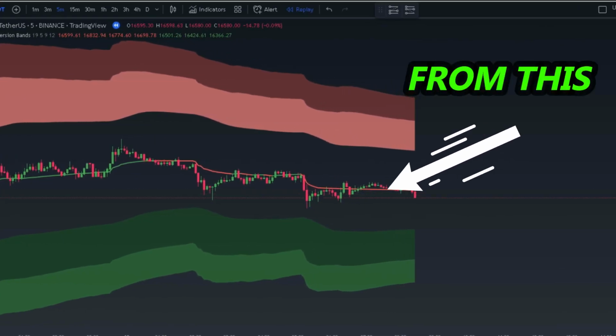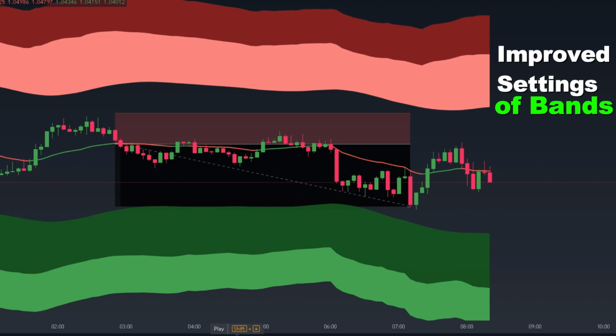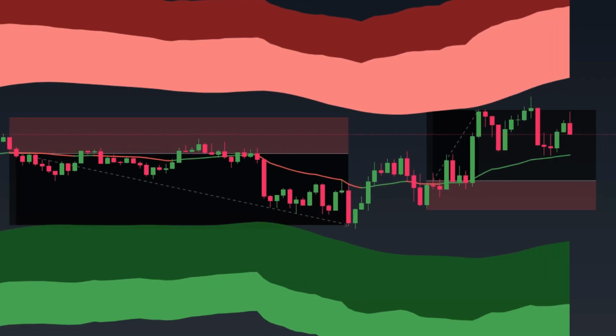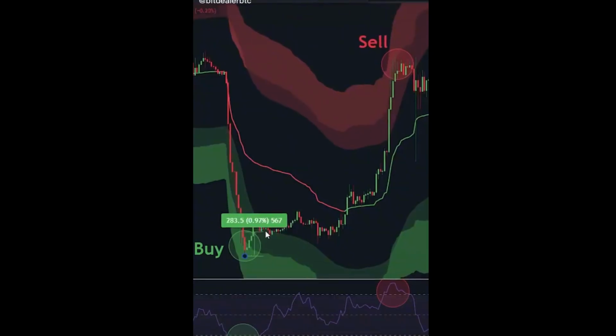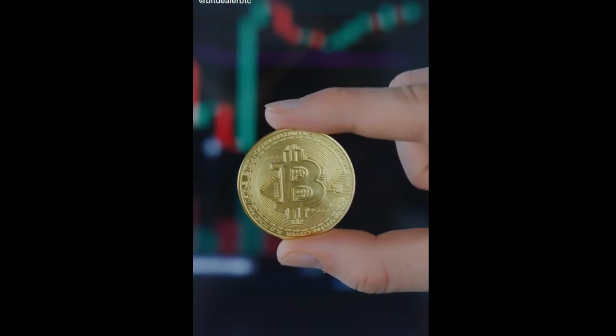You can go from this to this by changing the indicator settings on each time frame for a better trade. It's because MFI doesn't work on all time frames, and I modified its settings after watching this video. This one simple strategy can make you huge gains trading stocks, crypto, or forex.